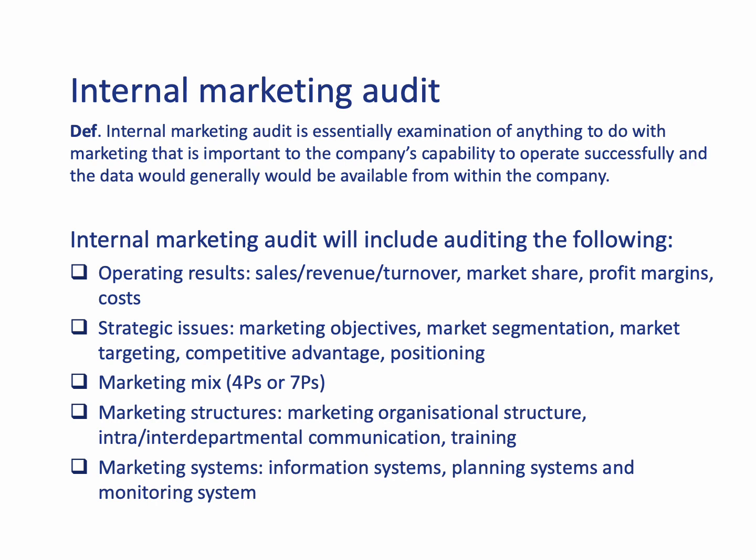These all are a part of marketing strategy. Revising marketing mix or marketing program, which is most commonly related to 4Ps or 7Ps. Looking at marketing structures, revising marketing organizational structure, interdepartmental communication, training, and so forth. And finally, looking at marketing systems, information system, planning system, monitoring systems, technology used, and so forth.